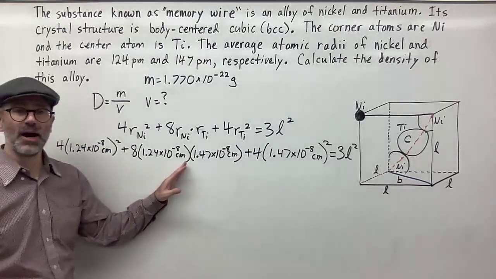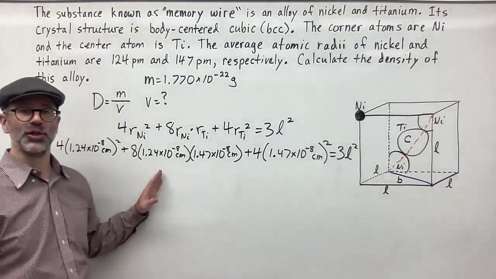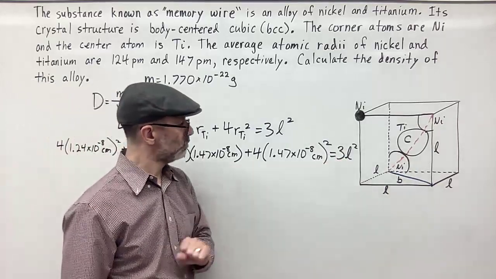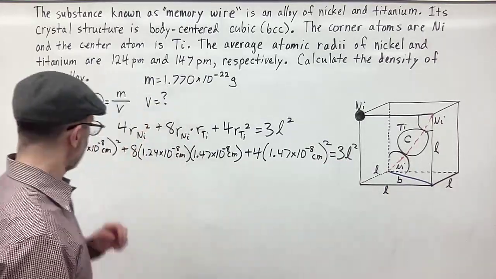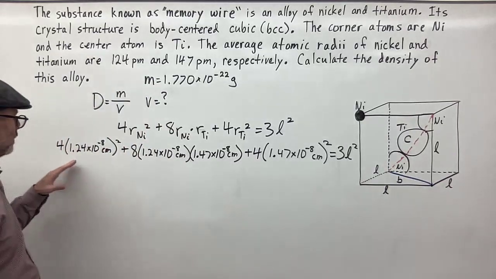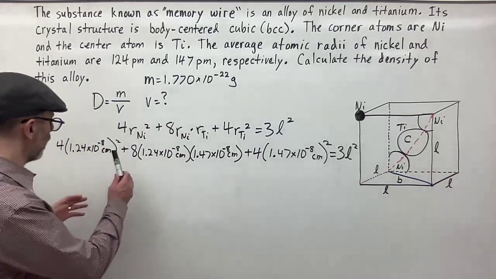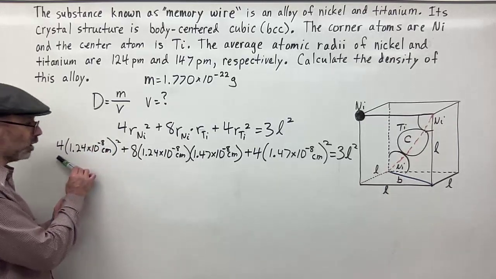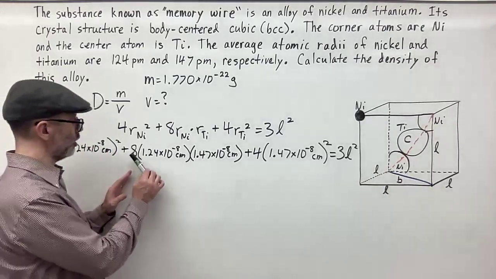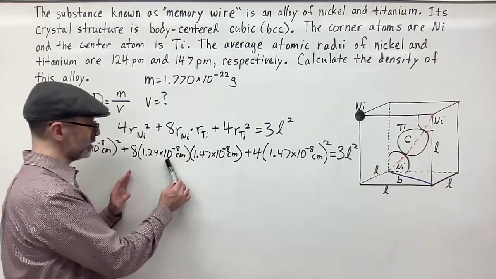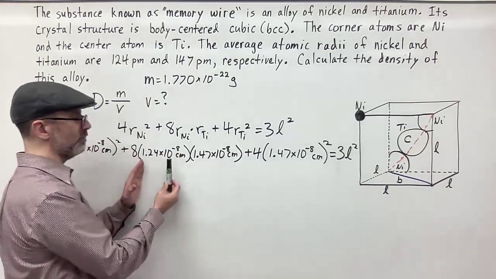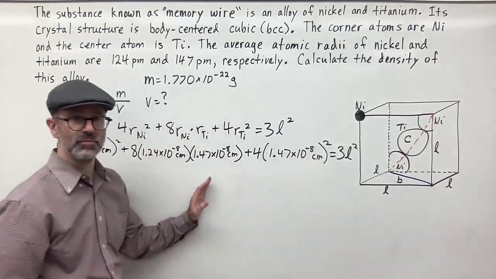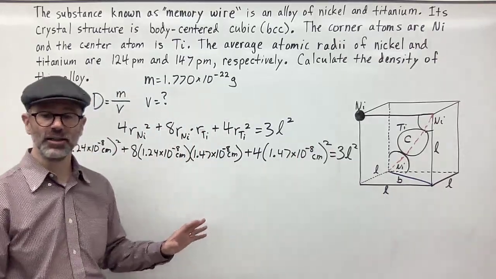Okay, so now that I have this, all I need to do is simplify and solve for L squared. So when I calculate this, basically I'm going to take the square of this multiplied by 4, and then add that to 8 times this, right? And then add this times 4 times this squared. So you can do that on your calculator.